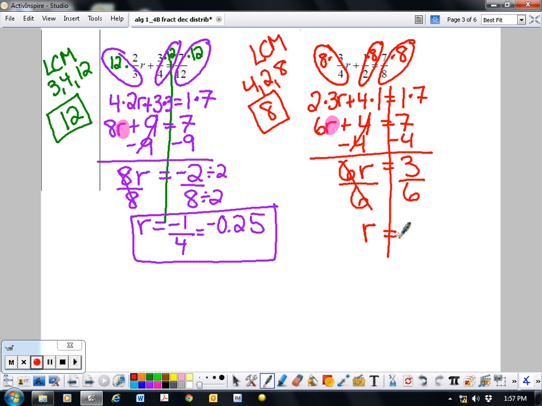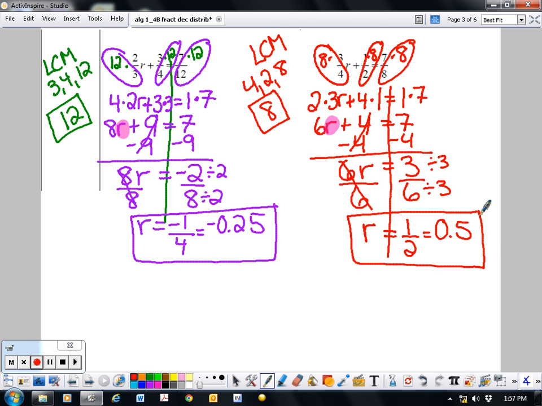3 divided by 6, again, I can on my calculator, type in 3 divided by 6, or I can simplify my fractions. I can divide top and bottom by 3. 3 divided by 3 is 1. 6 divided by 3 is 2. If you used a calculator and turned it into a decimal, it'd be 0.5. And those are your 2 possible answers.